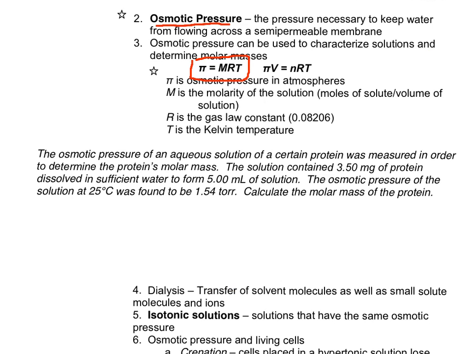So let's take a look at this problem right here. It says the osmotic pressure of an aqueous solution is measured. The solution contains 3.5 milligrams of some protein dissolved in water to make a 5 milliliter solution. The osmotic pressure is found to be 1.54 torr. We want to know what's the molar mass.